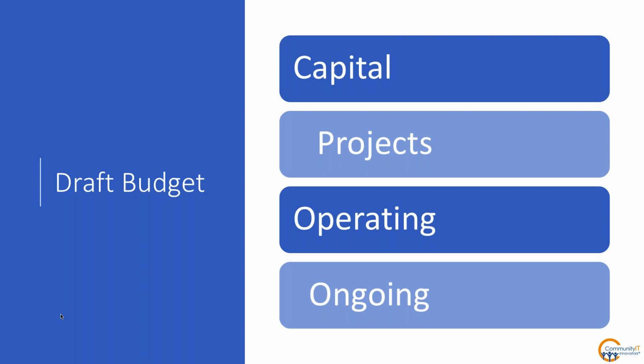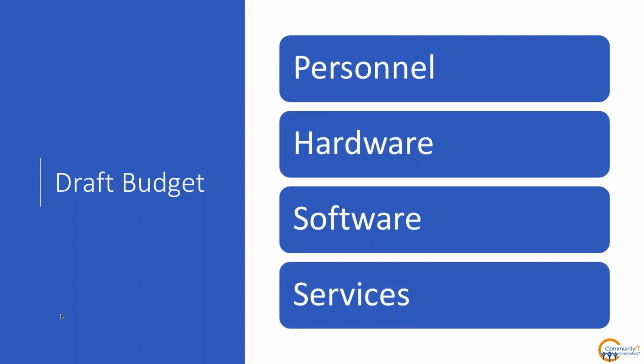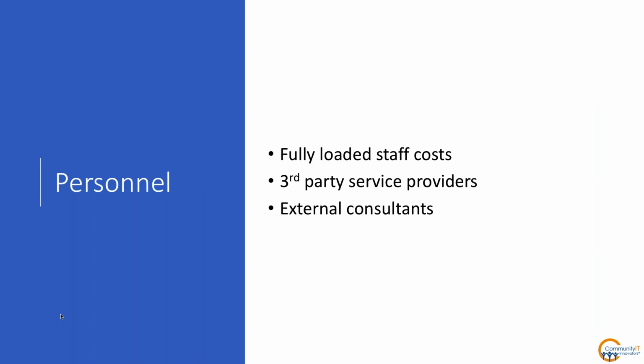For both capital and operating expenses, it's important to think about your IT in 4 different categories: personnel, hardware, software, and services. And so for every project, you can divide those project costs into these 4 categories. And for your ongoing expenses, you can divide those expenses into these 4 categories.